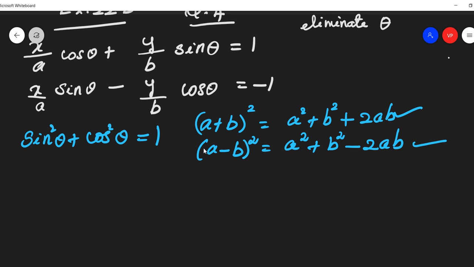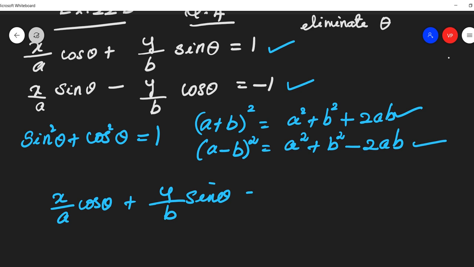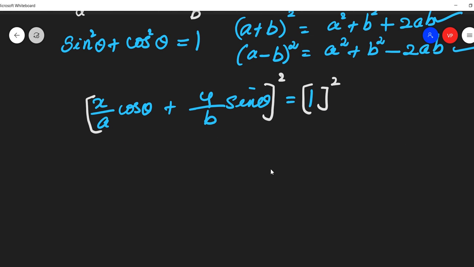When we use the identity, we need squares, but in the question there is no square, so we need a square. You have to square on both sides, you have to use that rule, okay students. So take the first equation: x by a cos theta plus y by b sin theta equal to 1. You have to square, so squaring on both sides. Whenever you square the LHS, you have to square the RHS also.